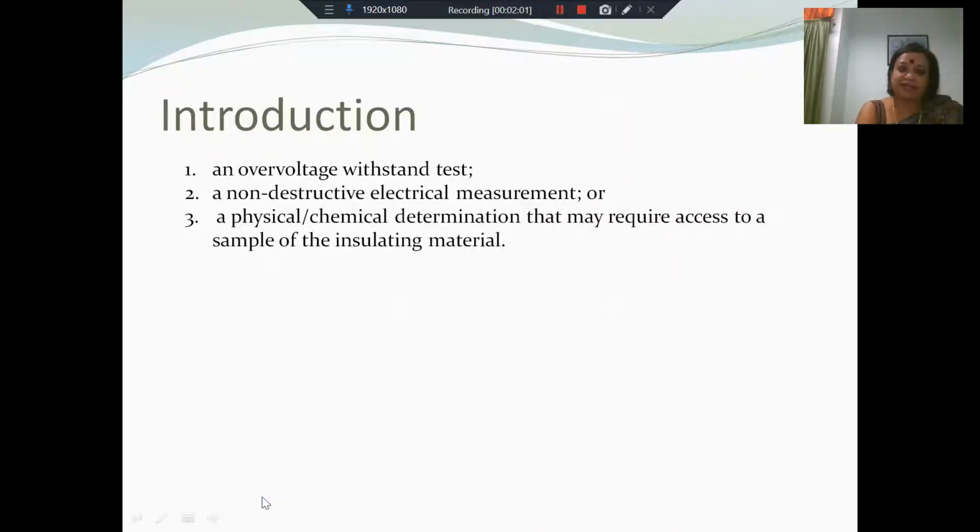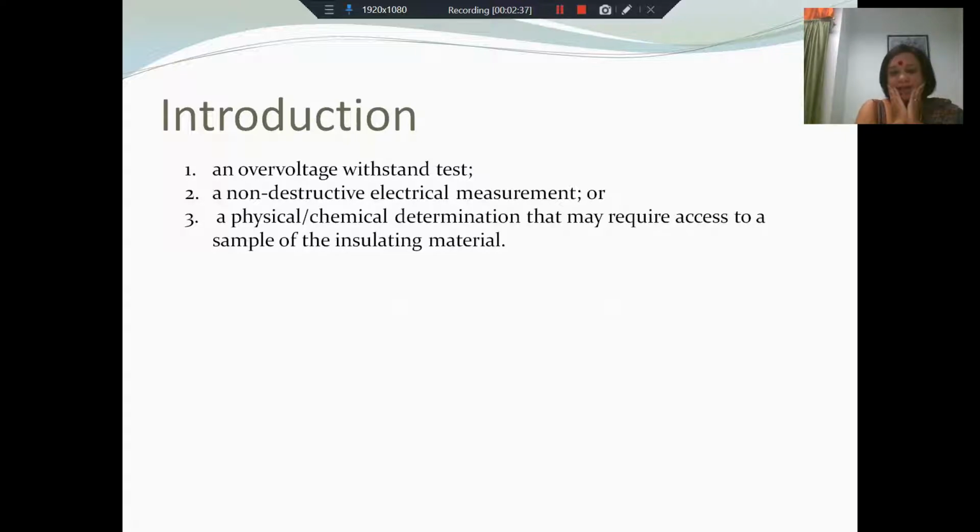So as I said, there are broadly three different ways of assessing insulation. One is, of course, the overvoltage withstand test. As an insulation deteriorates and degrades over time, the dielectric breakdown strength of the material will deteriorate, and therefore it will lose its capability of withstanding high overvoltages. But then again, we are talking here of destructive test, and this is not always useful. However, we have talked about overvoltage withstand test and how to go about that.